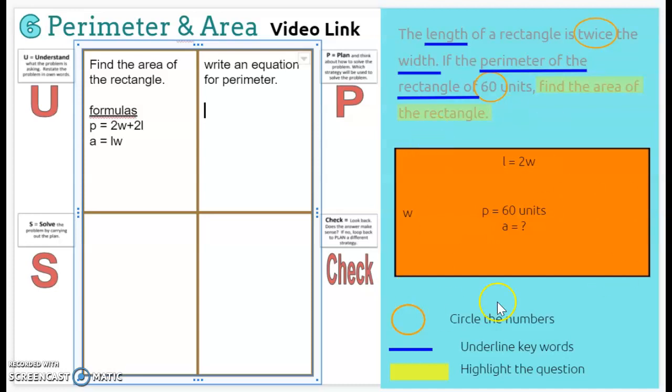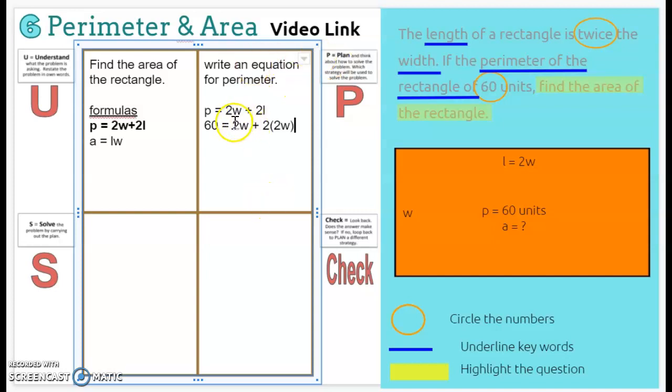The reason I wrote this out over here is so that you could see how it plugs in. So my formula is P equals 2W plus 2L. Okay, so now I'm just going to plug in what I know. My perimeter is 60 units, and that equals my W, which I don't know. So I have 2W. I'm not sure what it is. And then I'm going to add that to my 2 times my length, which equals 2W, or 2 times W.